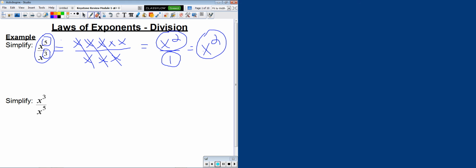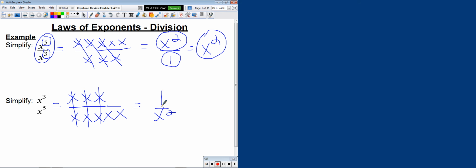Same thing with the second part. Once again, just talking about how you'd work this out, x cubed would be x times itself 3 times, and x to the fifth would be x times itself 5 times. Once again, I can cancel anything that's the same on the top and the bottom. What I'm left with on the bottom is x squared. On the top, I'm left with nothing, so I'm going to put a 1 there. And that fraction just stays like that. A 1 on the top of the fraction is okay to leave like that. A 1 on the bottom of the fraction is not. You want to divide that out.